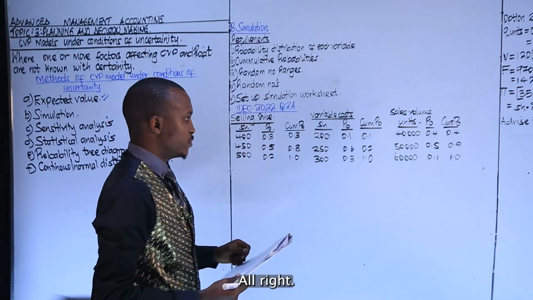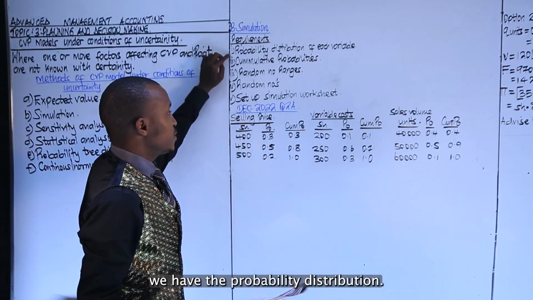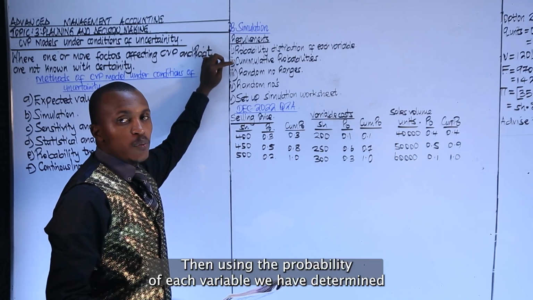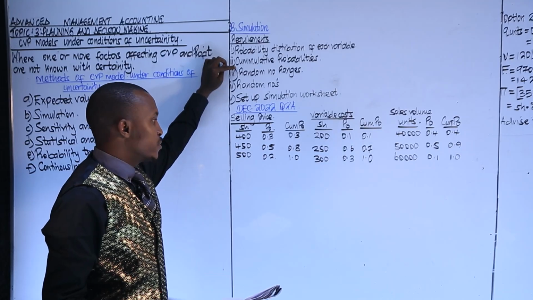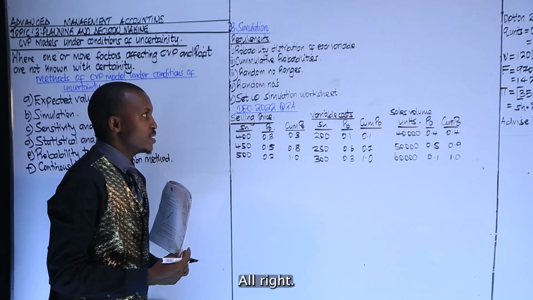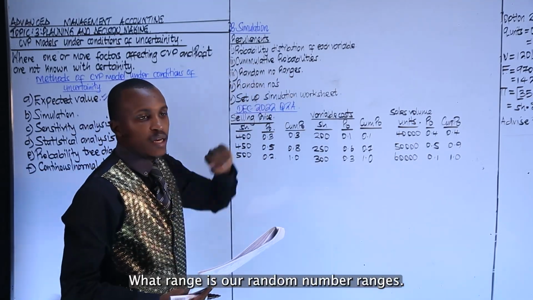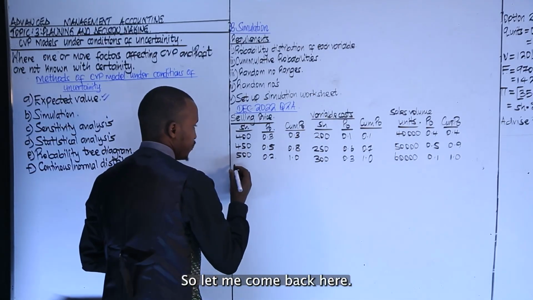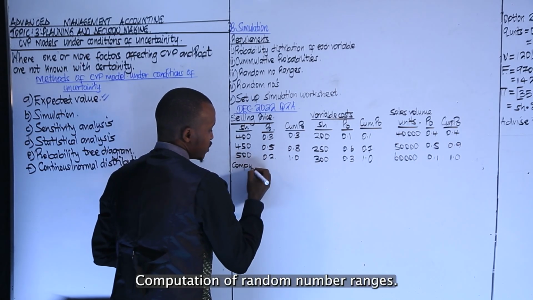So what we have effectively done is we have the probability distribution. Then using the probability of each variable, we have determined our cumulative probabilities. That is in order. Once we have done that, we then need to determine our random number ranges. So let me come back here. Computation of random number ranges.